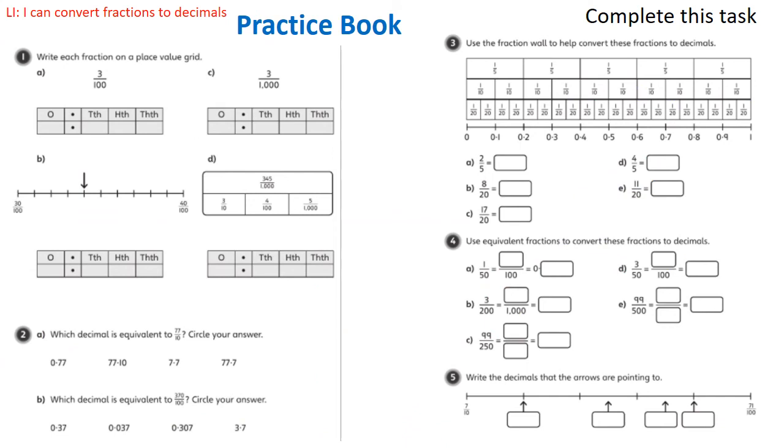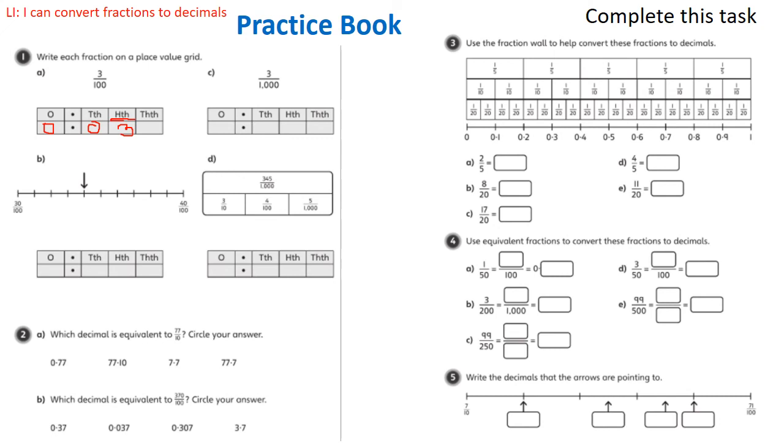Into our practice book. So number 1, write each fraction on a place value grid. Let's just do the first one together. So we've got 3 hundredths. So find your hundredth column, put in the last digit, which is a 3. If we've got any gaps, we are going to put placeholders in there. So you get 0.03. You can do the same with all the rest. B, just think about what the scale goes up in. Going up in 1/100ths.